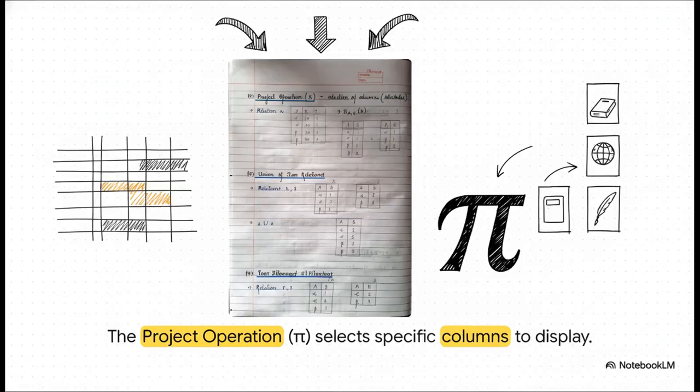Now, the second key operation is project, which uses the symbol pi. And while select was all about grabbing rows, project is all about grabbing columns. So after you've used select to get all your sci-fi books, you could then use project and say, okay, from just these books, only give me the title and the author. You are literally projecting only the columns of information that you care about.